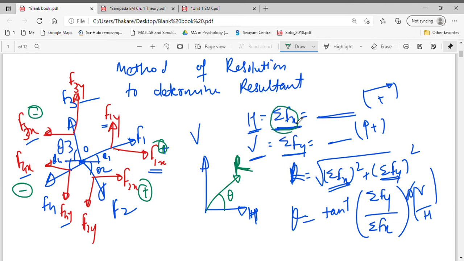If the summation of forces in X comes out to be negative, that means we have assumed it towards right and it is actually acting towards left.